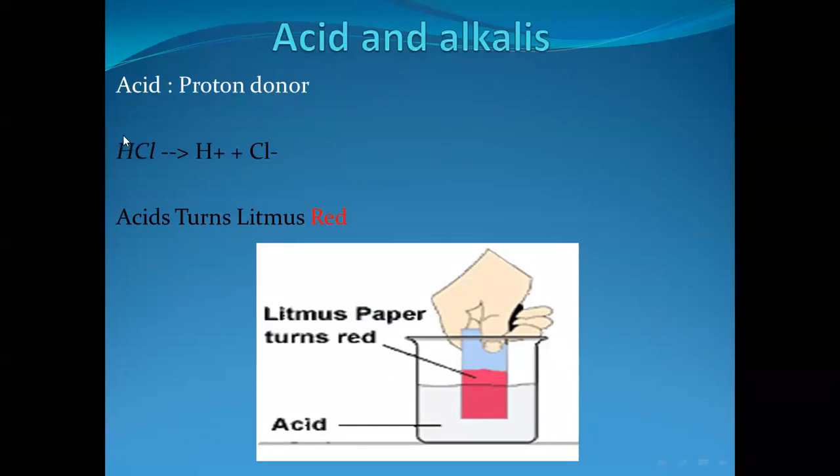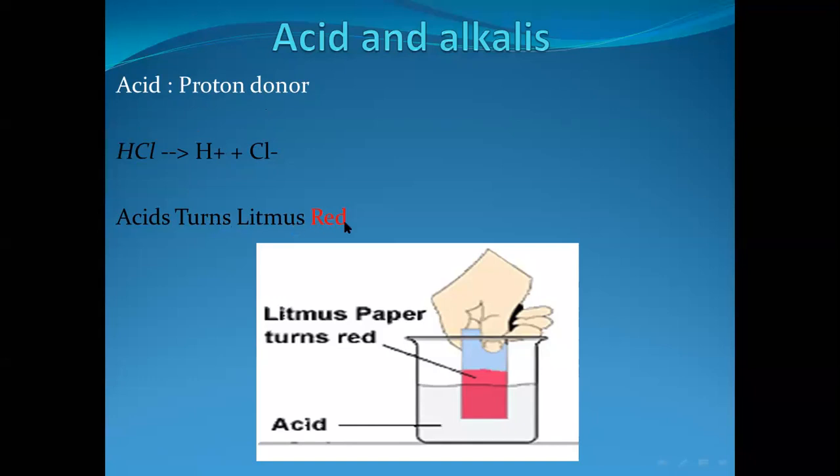For example, if you have HCl, hydrochloric acid, it will dissociate to form H positive plus Cl negative. H positive is a proton. So the definition of acid is proton donor, according to the Cambridge definition.